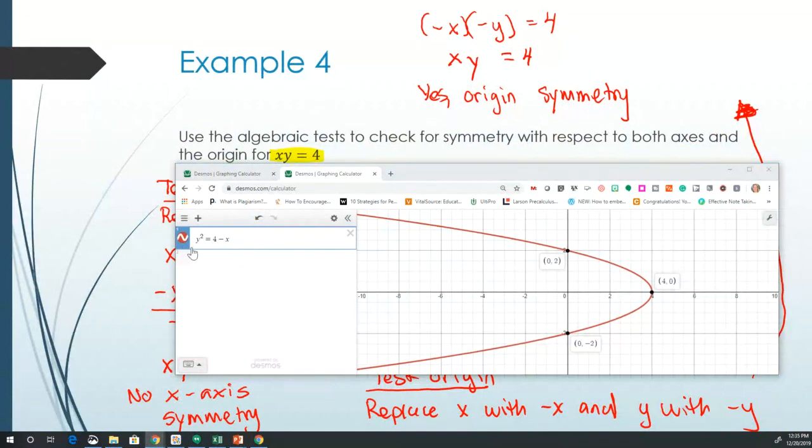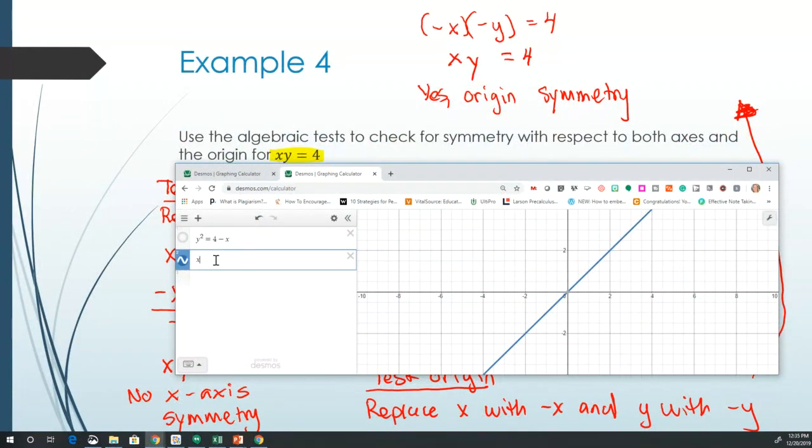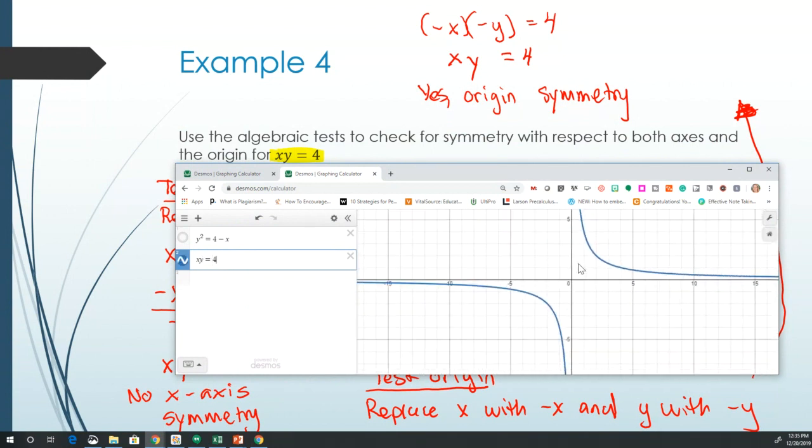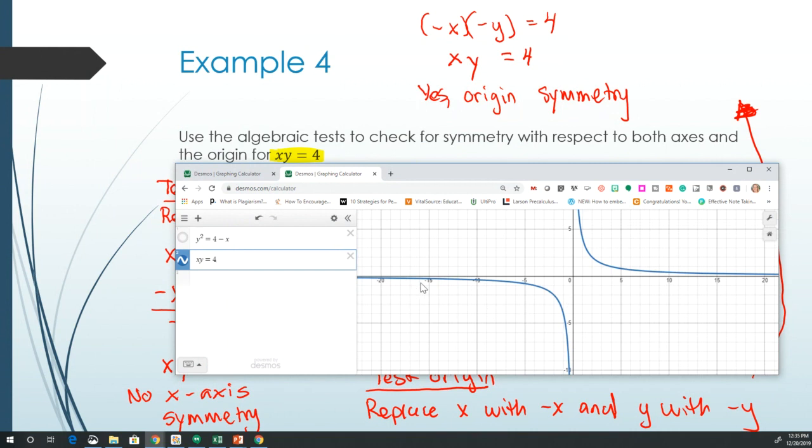So we have xy equals 4. We don't have a mirror image across the x-axis, which is the horizontal, because we don't have the same thing on the top and the bottom just mirrored. We don't have a mirror image across the y-axis, because we don't have the same thing on either side of the y just mirrored. But we do have this mirror that's sort of reflecting on a diagonal, so to speak, across the origin, across 0, and that matches with our origin symmetry.